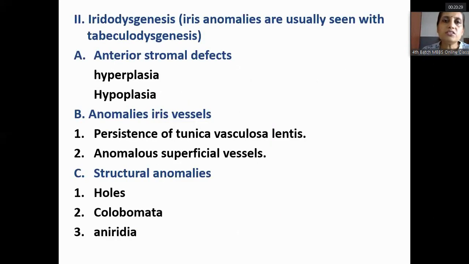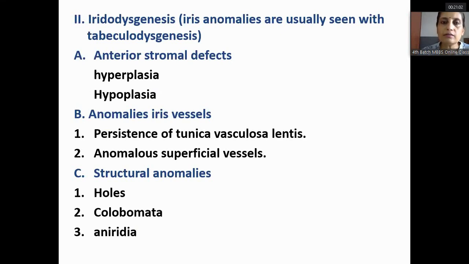Iridodysgenesis, or iris anomalies, are usually seen with trabecular dysgenesis. It can be an anterior stromal defect, that is hyperplasia or hypoplasia, or anomalies in the iris vessels, or structural anomalies. Anomalies in the iris vessels include persistent tunica vasculosa lentis or anomalous superficial vessels, and structural anomalies include a hole in the iris, coloboma, or aniridia.